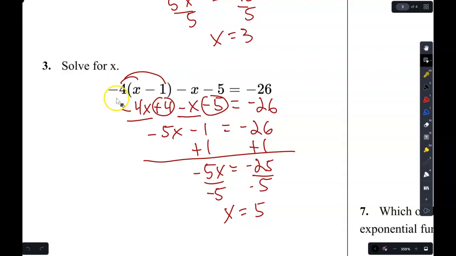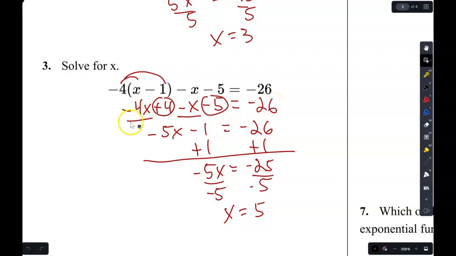Okay, so the first thing I'm going to do to simplify is the distributive property. I'm going to take this negative 4 and multiply by everything inside the parentheses here. So I've got a negative times a positive, which is a negative, and 4 times 1, which is 4. So I have negative 4x. And then negative times a negative, which is a positive, and 4 times 1 is 4. Alright, I'm going to bring down the negative x, and bring down the negative 5, and bring down the equal negative 26.